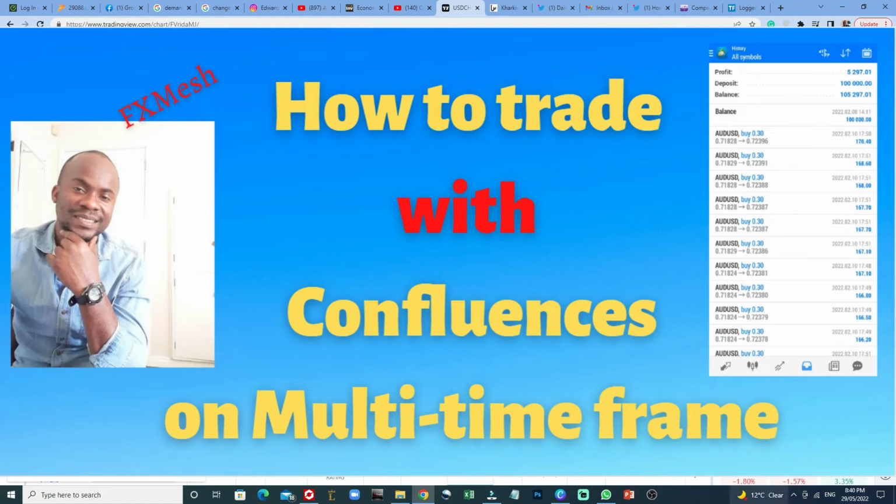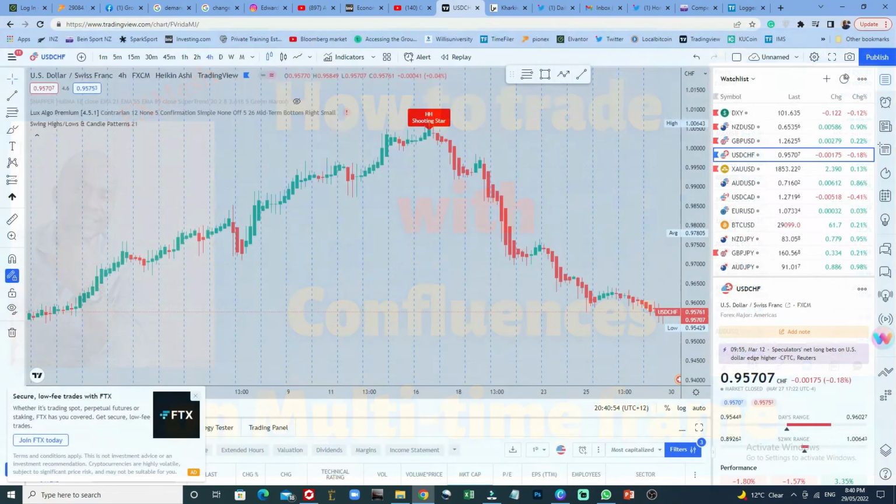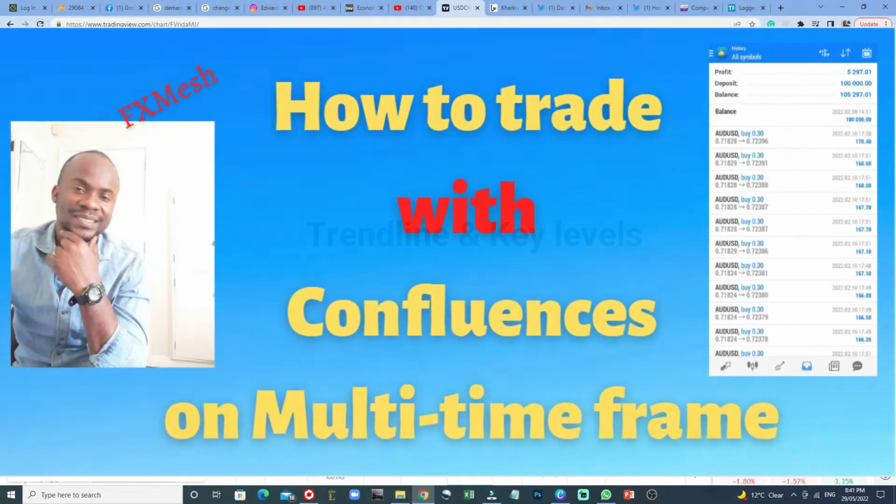When it comes to entries, perfect entries, particularly trend lines, key levels are very important. Confluences help us find a better positioning in our entry, and one of the most important things in trading is to enter at the right time.